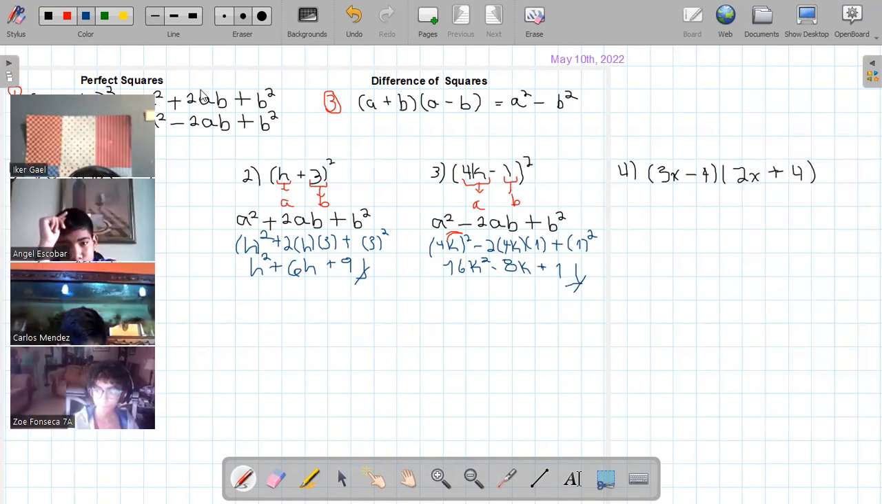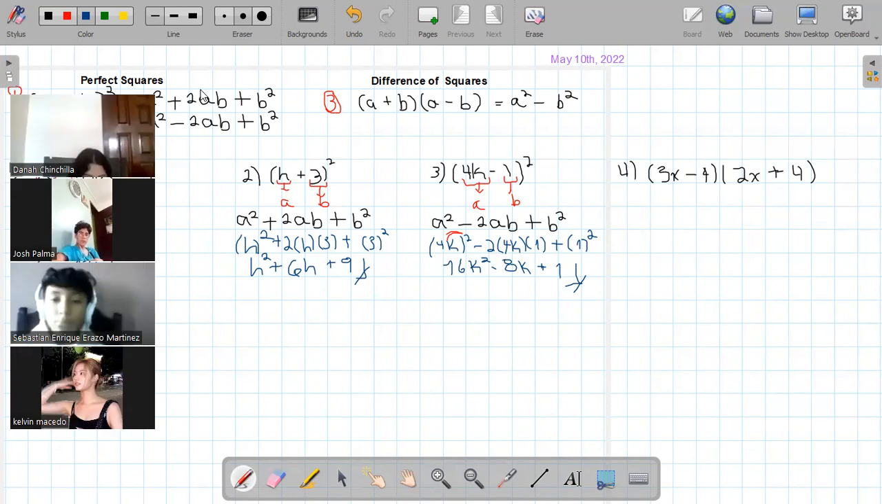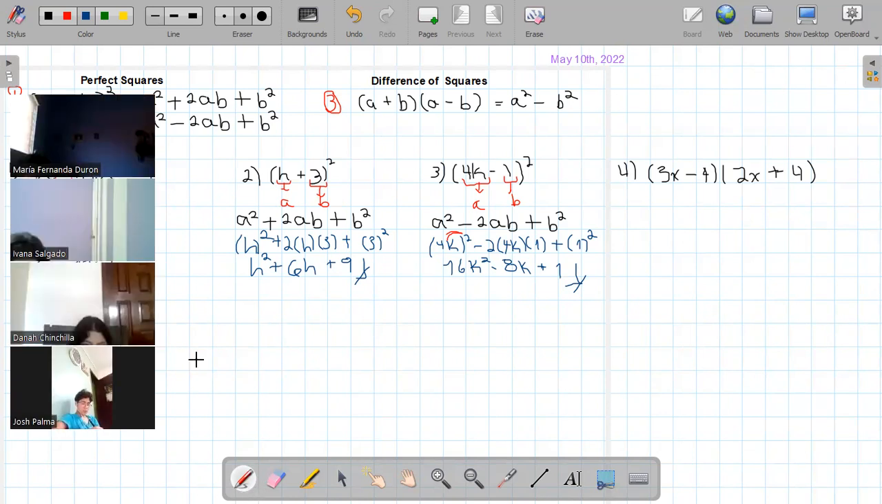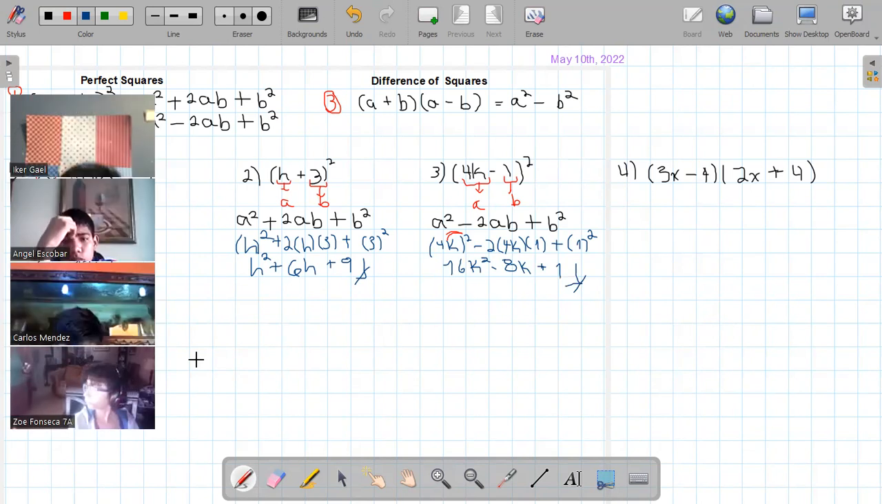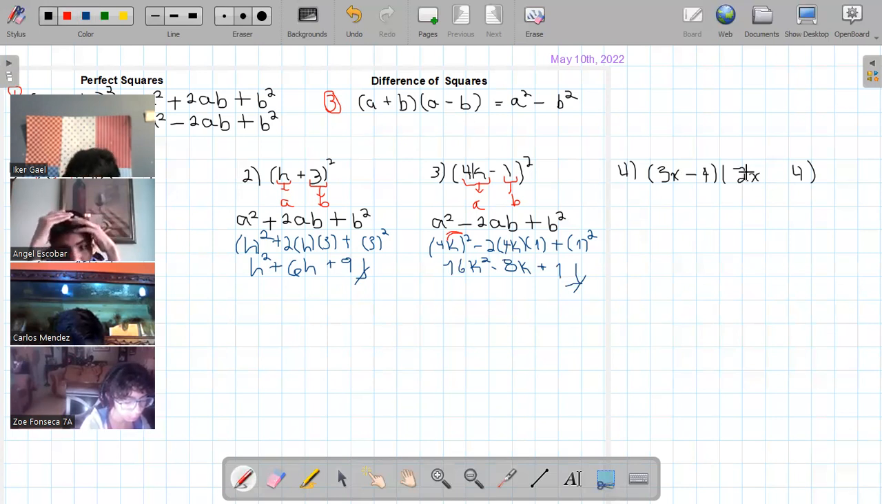The last one, I think, is FOIL. Are you sure it is FOIL? I think so, because the 3x is not the same as the 2x. Ah, okay. So just because this is a 2x, it means that this cannot be solved with a formula, because we need the formula to have exactly the same terms. Very good. So we're going to do FOIL in this method.